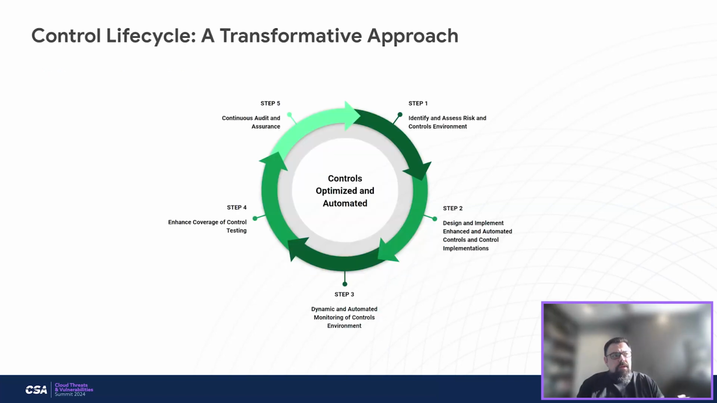Here's a view of a control life cycle that accounts for some of that. The first step is to identify and assess the risks. This is, again, based on that external threat activity, right? Then design and implement controls. And in order to make them effective and scalable, automation becomes a very key aspect of it.